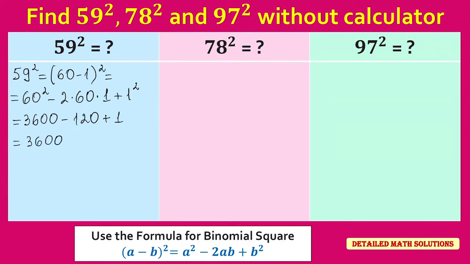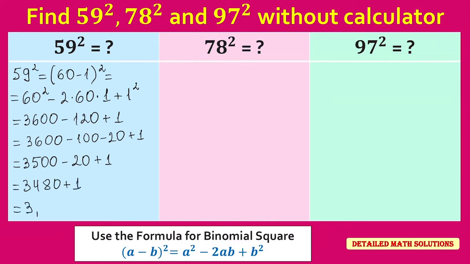Next, I'm going to break down 120 into 100 plus 20, so I can simplify further, and it's easier to calculate this way. And this way, I get 3,500 minus 20 plus 1, and then this equals 3,480 plus 1, or I get 3,481.